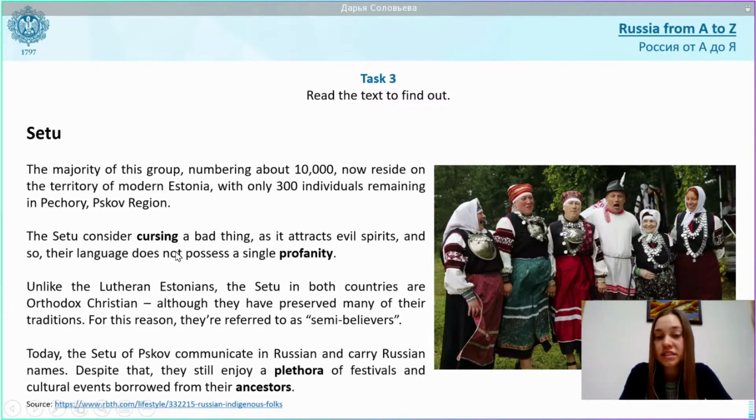Cursing is to say bad words. It has two meanings. For example, a witch can curse someone, or one can say a bad word, and it also means cursing. То есть либо проклинать, либо ругаться нехорошими словами. Cursing.